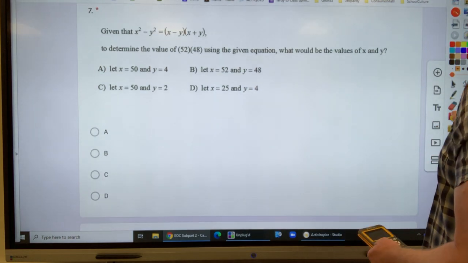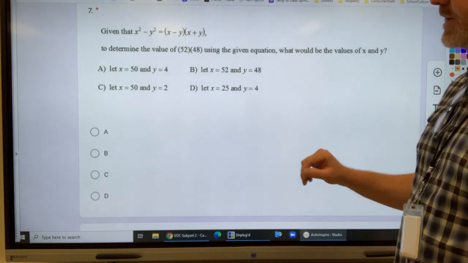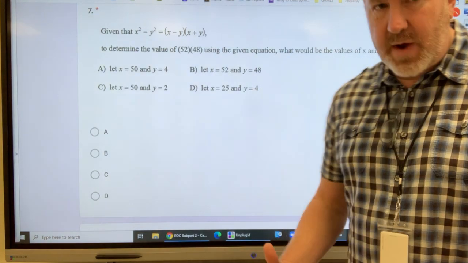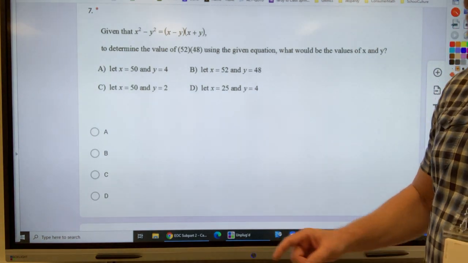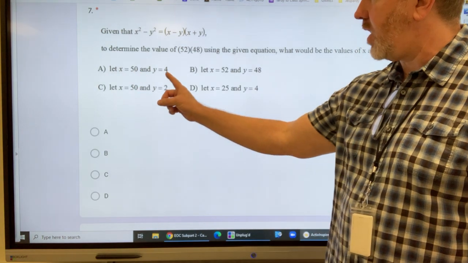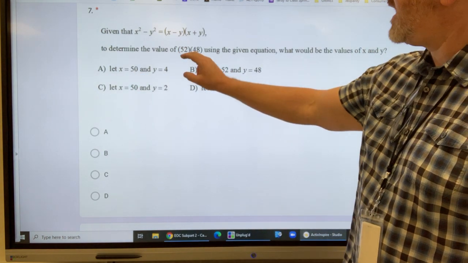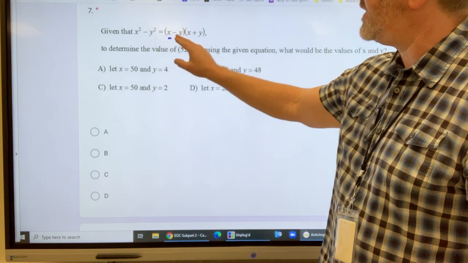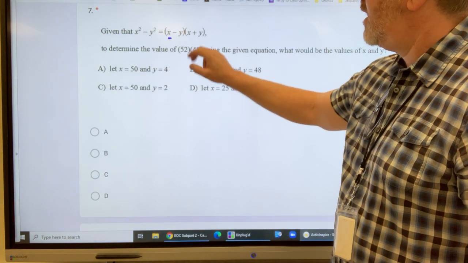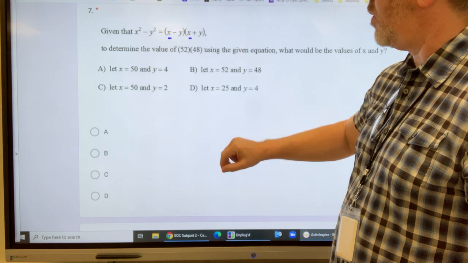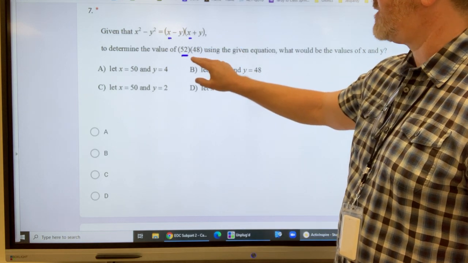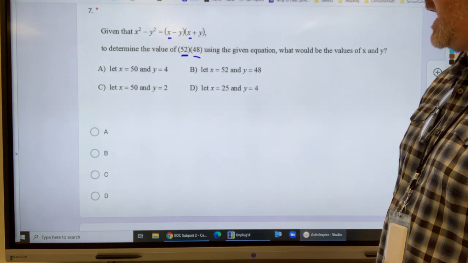Given this, I saw this one earlier. This one can seem a little tricky. It reads a little tricky, but it really isn't that bad. First of all, it's an easy one to plug x and y into, all right? Because they're telling us that x, whatever x is minus y, times whatever x is plus y, is the same thing as 52 times 48.